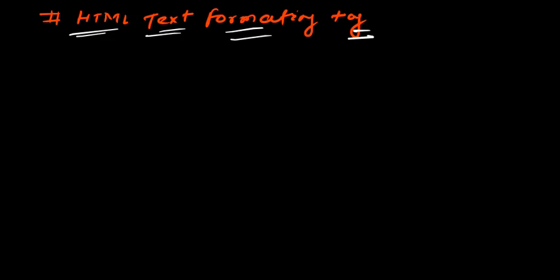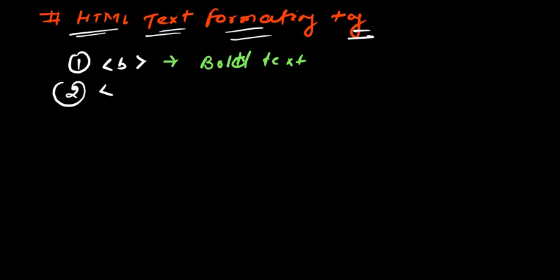Haan, correct. That contains several elements, meaning defining that text or editing the text, designing the text, right? So we have many. Now I am defining a few tags here. First one is called the B tag. B tag is used for bold text. And the second one is called our strong tag.